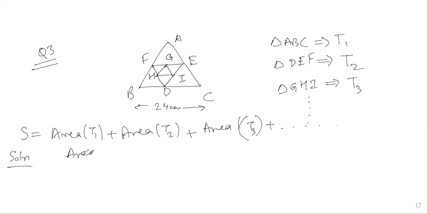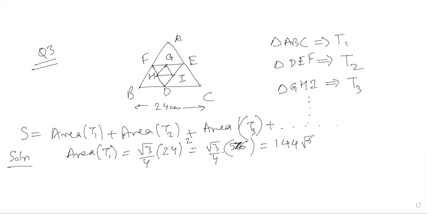If we want to find the area of the first triangle, T1, it is an equilateral triangle whose side is 24 centimeter. We know the area of an equilateral triangle is root 3 by 4 into side squared. So for T1, root 3 by 4 into 24 squared. The square of 24 is 576. So 576 by 4 is 144, so 144 root 3 square centimeter. This is the area of the first triangle, T1.